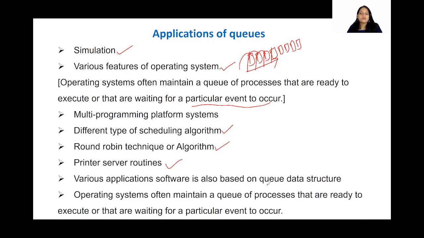Various application software are also based on the queue data structure. The operating system often maintains a queue of processes that are ready to execute or waiting for a particular event to occur. So it is mainly used in the operating system and printers. Round robin and the rest are also part of the operating system because processes are waiting for CPU time, memory, and many other things. This is a very big application. Because of queues we are able to do multitasking in our systems. We might wonder where we use this, but knowingly or unknowingly we are using it in many important places, right?